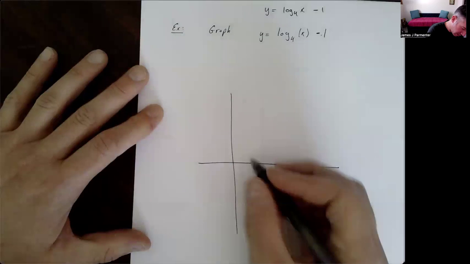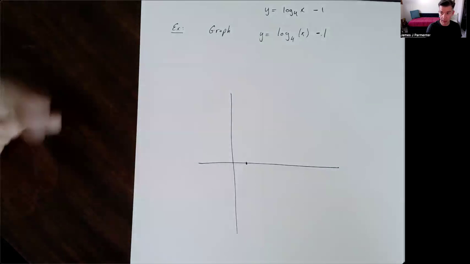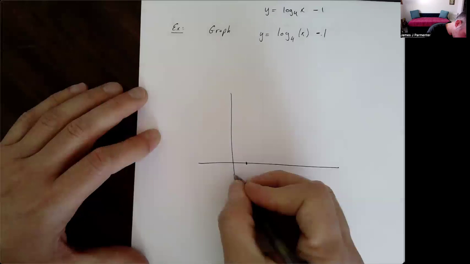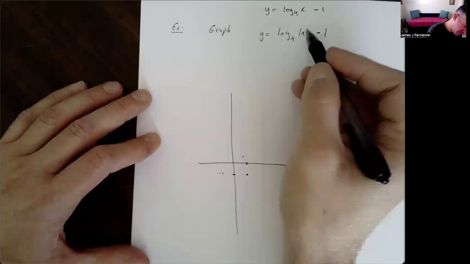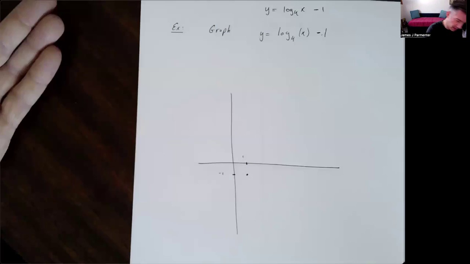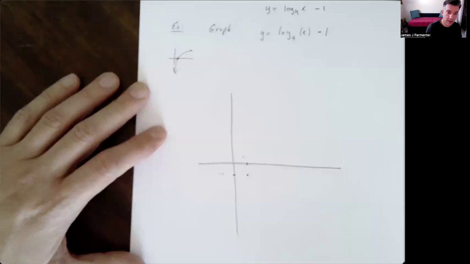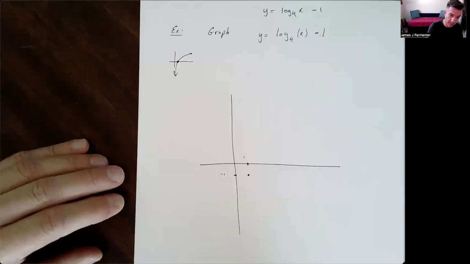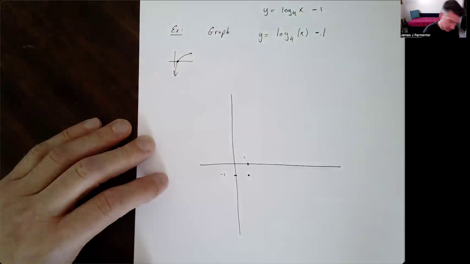So normally, I would have the point 1, comma 0, right? My usual x-intercept for a logarithmic graph is 1, comma 0, but that point's going to get shifted 1 down to the point 1, comma negative 1. I know this is not the usual point you would get, but I'm just thinking about where the one point I know is going to shift to. So I'm going to take my usual logarithmic graph, and that x-intercept is going to get shifted down by 1. And then I would find my new x-intercept as well.